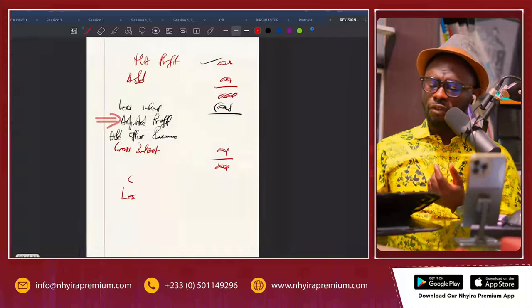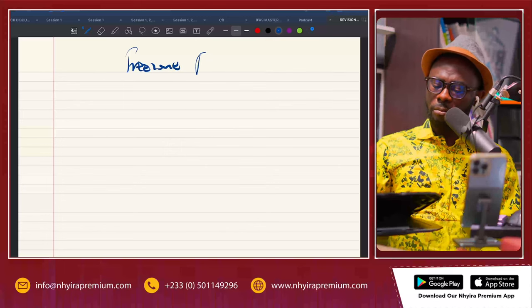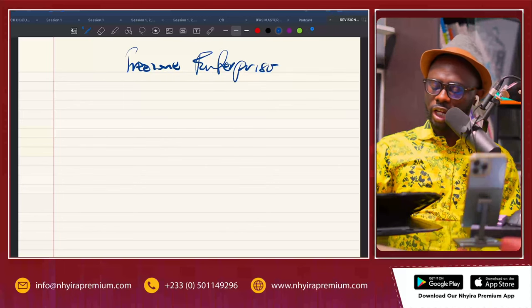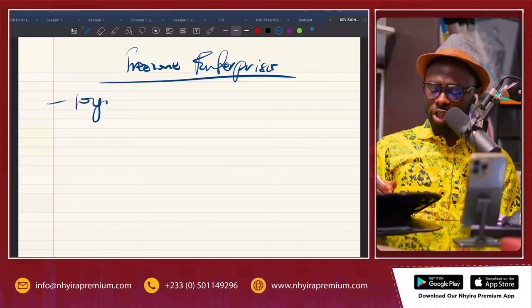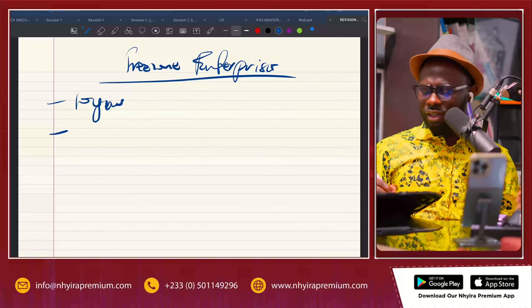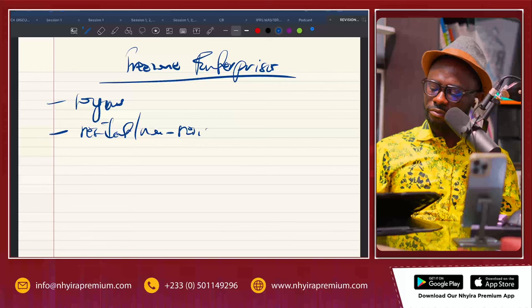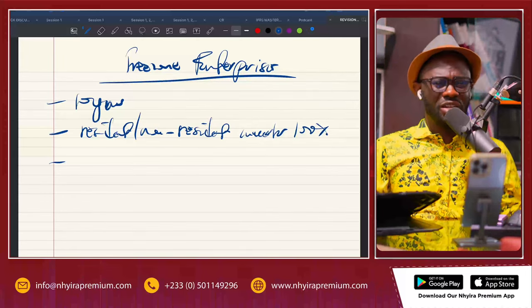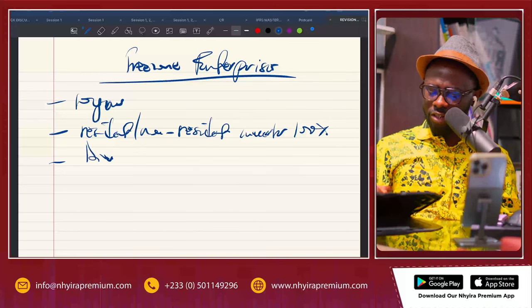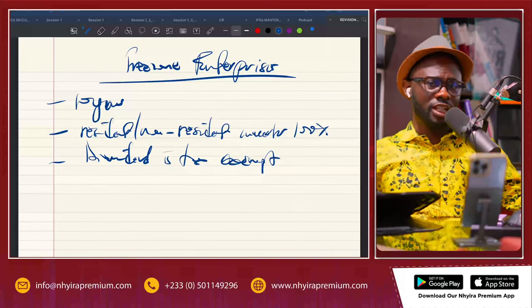If you remember also, free zone enterprise is an area that the examiner could get a lot of goosebumps and talk to you about. And we've spoken about the various benefits of free zone enterprises. Yes, they enjoy a concessionary period of 10 years. Generally, they can be owned 100% by resident or non-resident investors. Everybody can own it 100%. Number three, like we just said, dividend is exempted from tax. Who doesn't like that? Dividend is tax exempt. It's a benefit they get in that particular case.